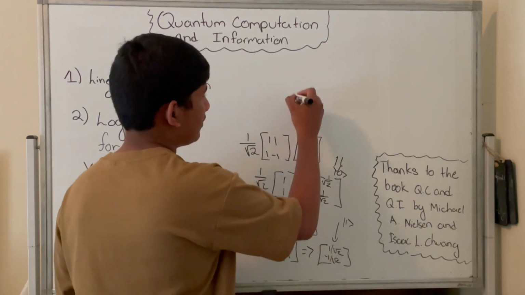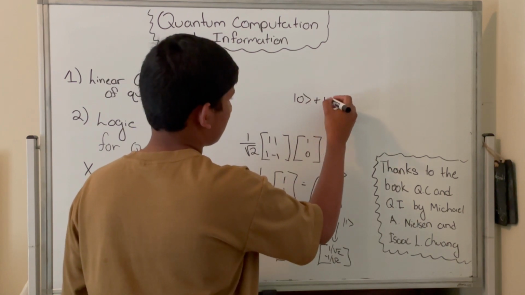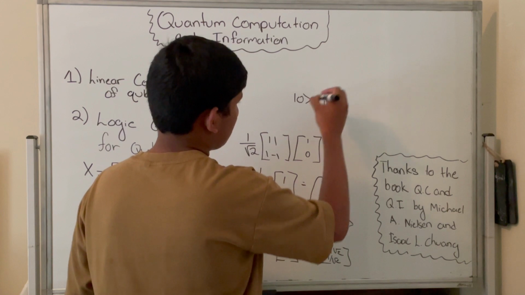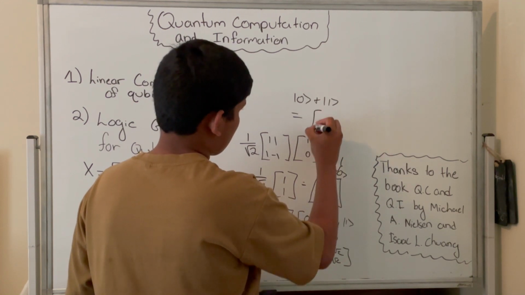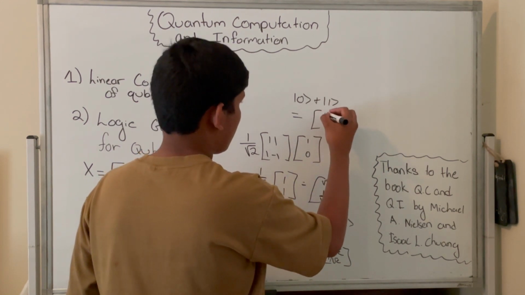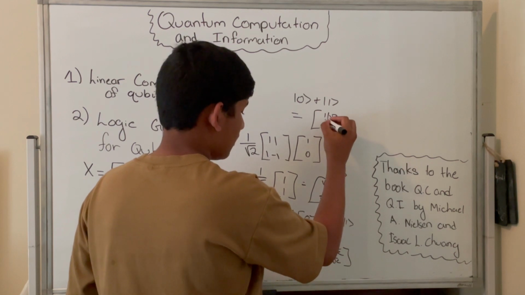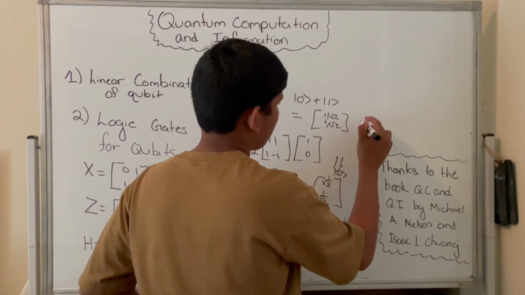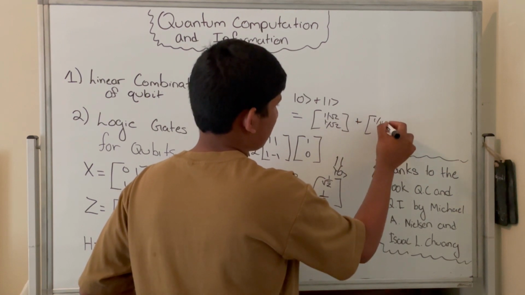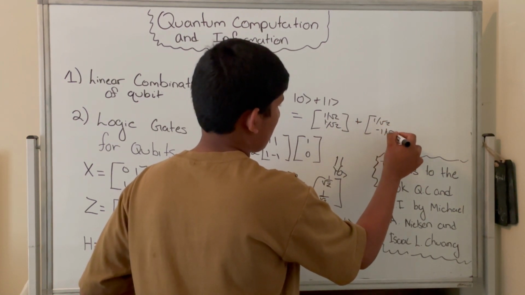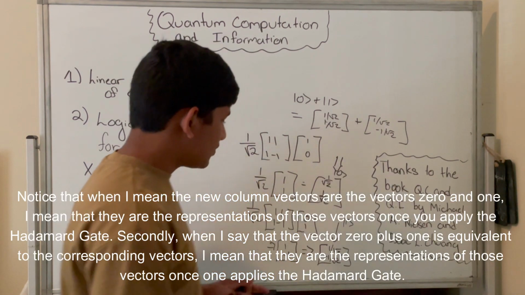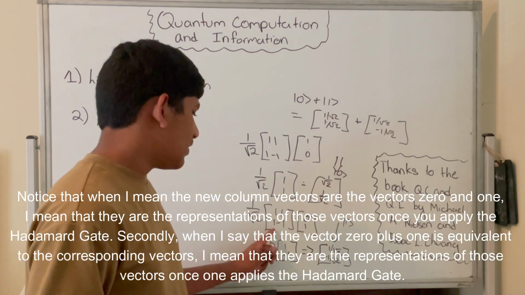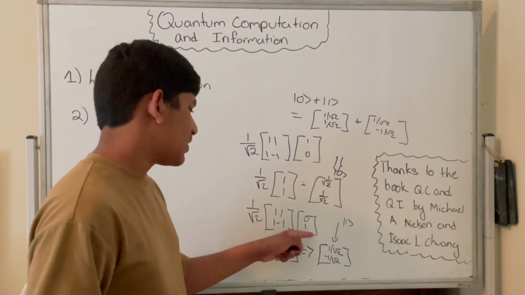So if we do 0 plus 1, we're going to get 1 over square root of 2, and then 1 over square root of 2, plus 1 over square root of 2, negative 1 over square root of 2. That's what we'll get. Let's just check the last one. 1 times 0 is 0. 1 times 1 is 1. 1 times 0 is 0. Negative 1 times 1 is negative 1.